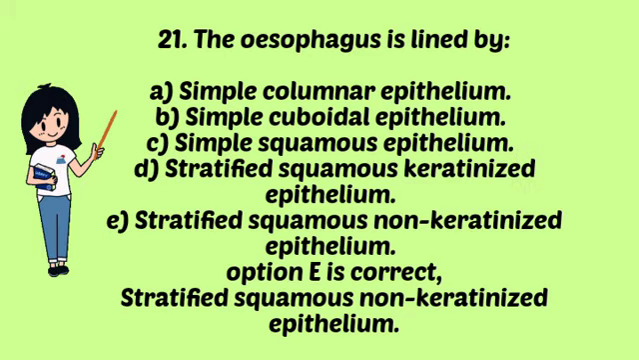21. The esophagus is lined by: A. Simple columnar epithelium. B. Simple cuboidal epithelium. C. Simple squamous epithelium. D. Stratified squamous keratinized epithelium. E. Stratified squamous non-keratinized epithelium. Option E is correct, stratified squamous non-keratinized epithelium.